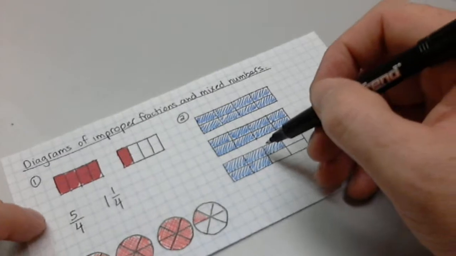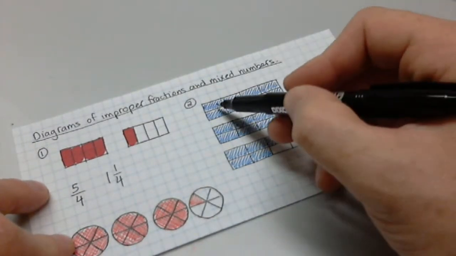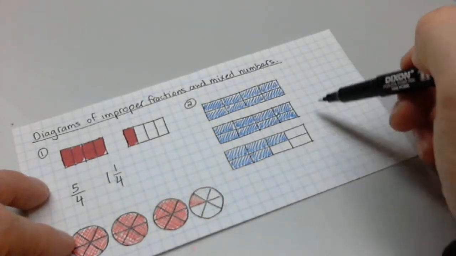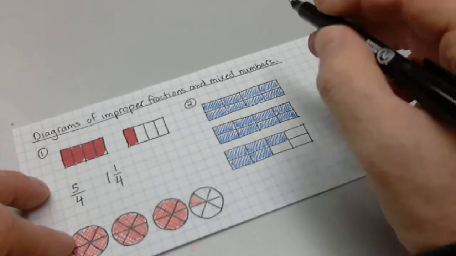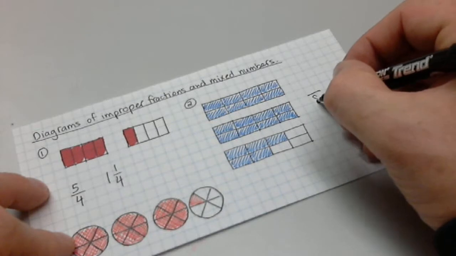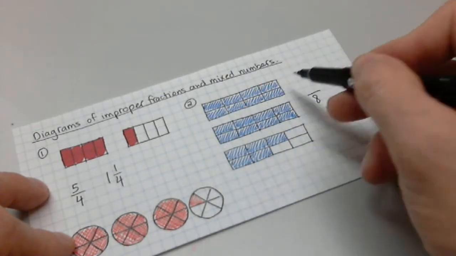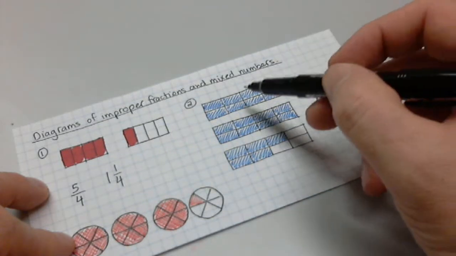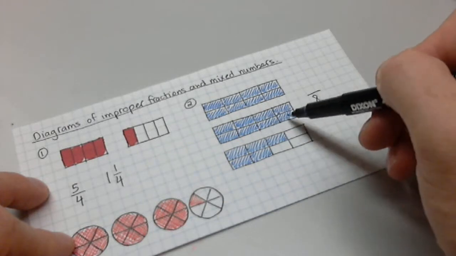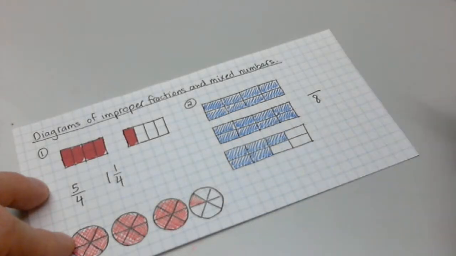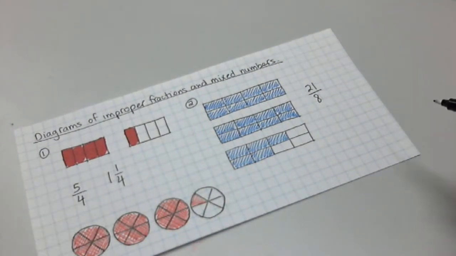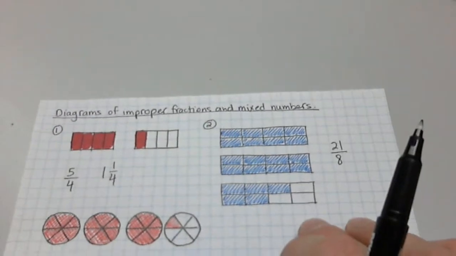Okay, number 2, it's a little bit harder to see, but each of these is divided up into 1, 2, 3, 4, 5, 6, 7, 8. Now again, I know that there are 24 little boxes here, but the denominator is not 24. It has to be 8 because one of these fraction strips has 8 sections. Now, there are 21 sections colored in. So that becomes my numerator. It's 21 out of 8.